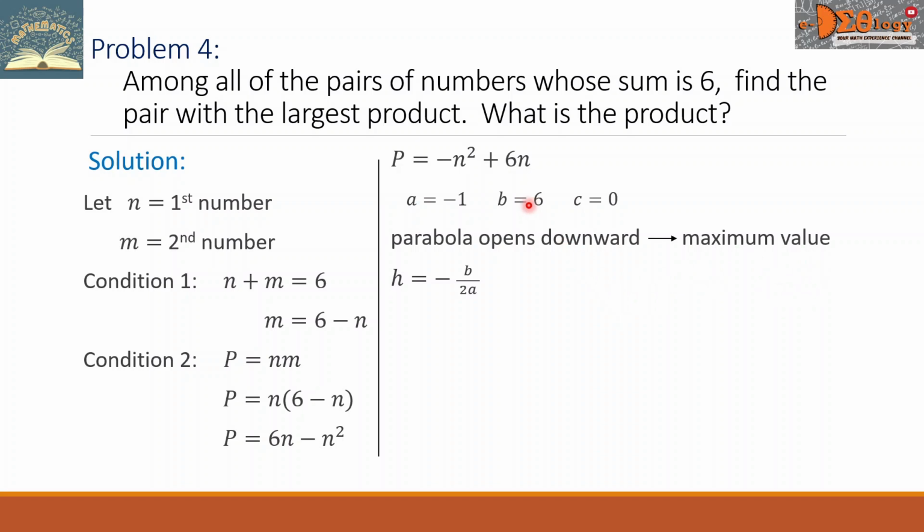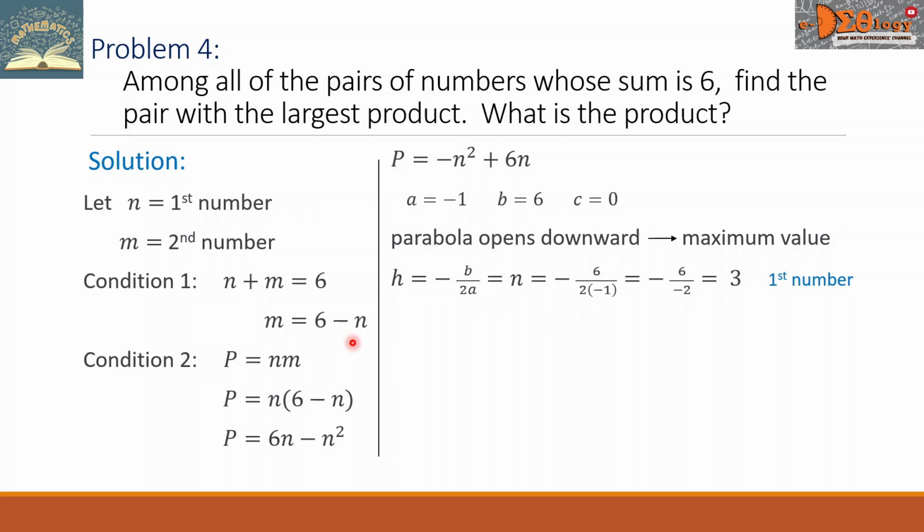Now let us solve for n. We are going to use the formula of the vertex with regard to h. And this h formula actually is the n. Let us now substitute. N equals negative of 6 over 2 times -1. The denominator becomes -2. Then we simplify negative of 6 over -2. The answer is 3. In the beginning, we said that n is the first number.